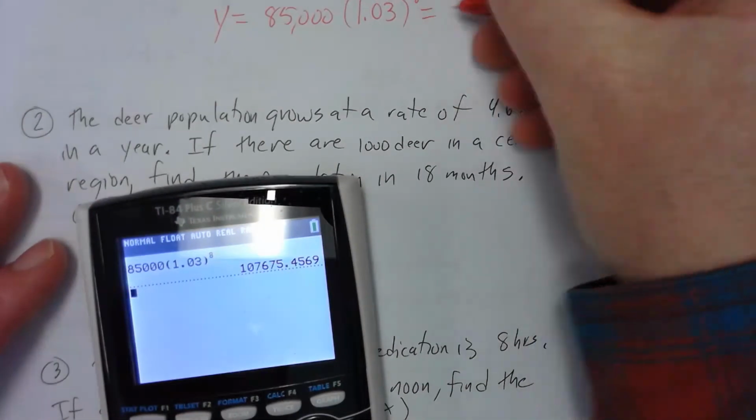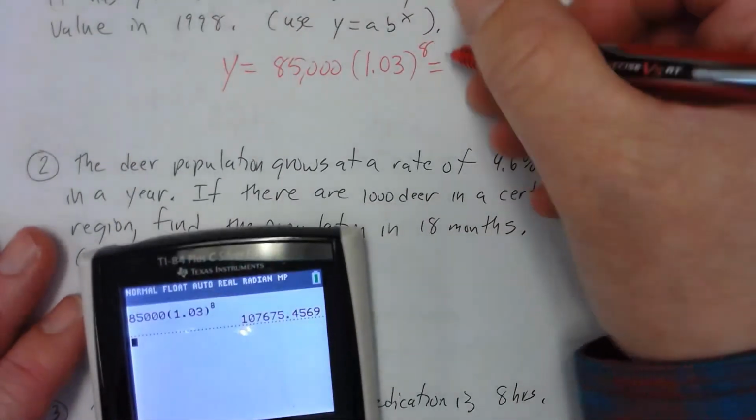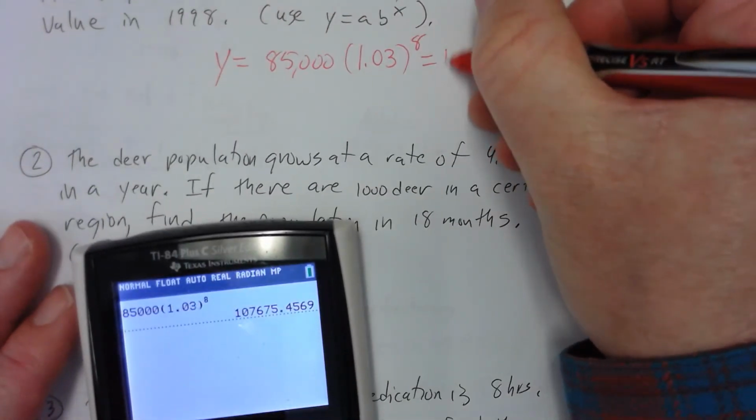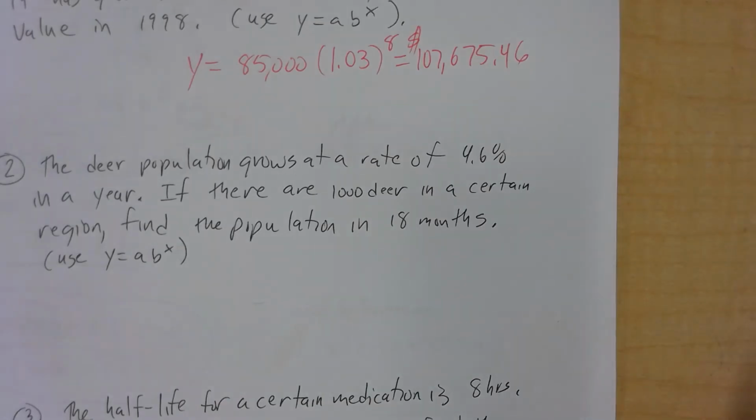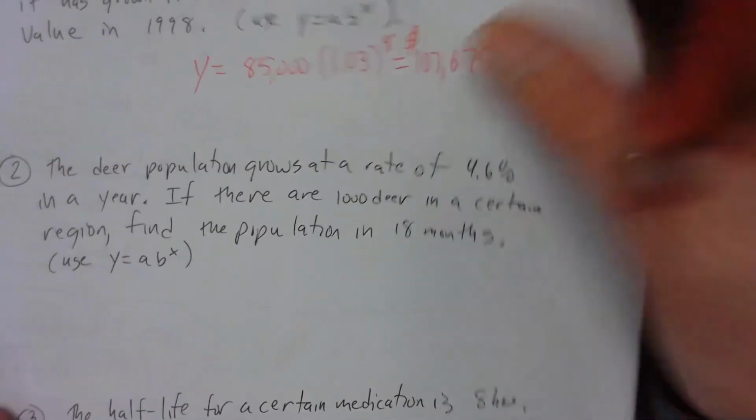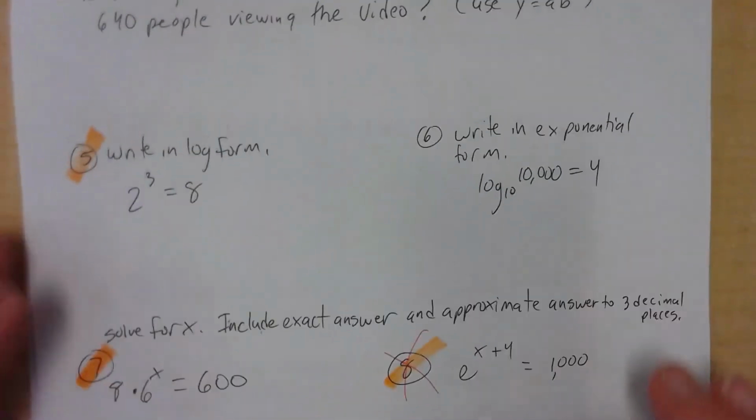107,000. So I'm going to do dollars and cents. So it's 107,675.6. So it's a nice gain. At one point during the 90s, houses were going up at 3% a year, average across the country.